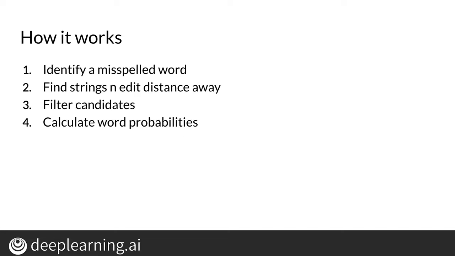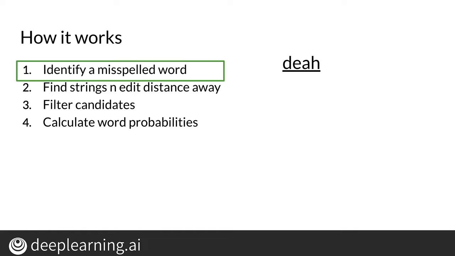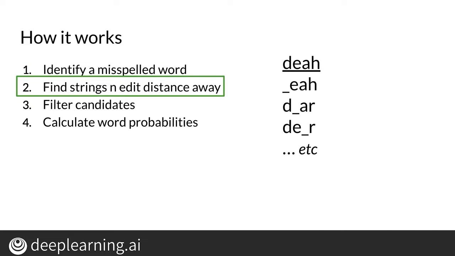Let me show you an overview of how autocorrect works. There are 4 key steps. First, identify an incorrect word. Misspelling is one way to do this. Second, find strings 1, 2, 3, or any n edit distances away. Don't worry, you will learn about minimum edit distance shortly. For now, what's important to know is that if a string is 1 edit distance away from the string that you typed, it's more similar to your string compared to a string that is 2 edit distances away.